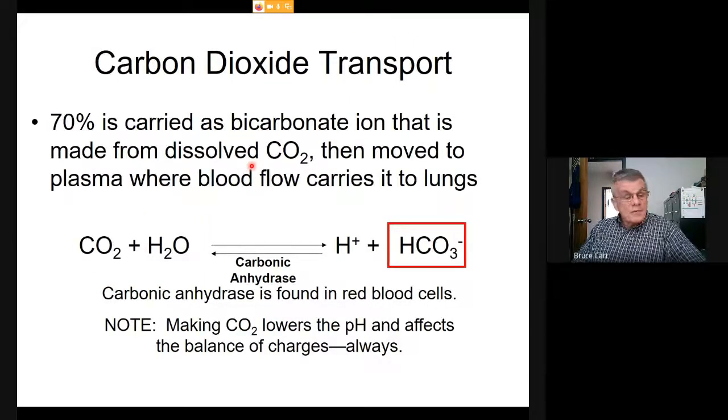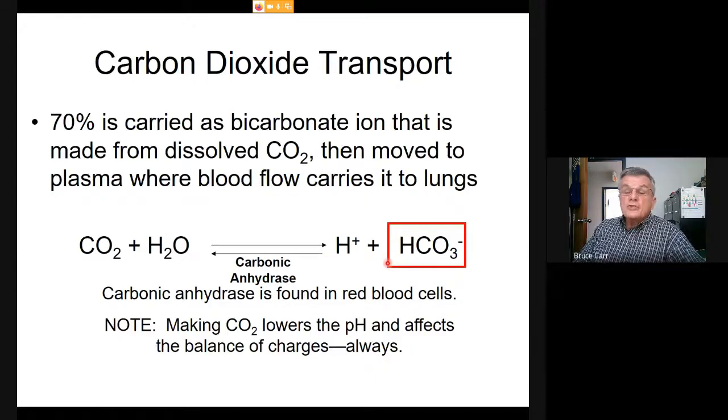When we talk about that, we want to go back to what are we really doing? CO2 plus water in the presence of carbonic anhydrase will form carbonic acid. That's missing from the middle of this. And carbonic acid breaks down to hydrogen ion and bicarbonate. So 70% is going to be involved in this bicarbonate carbonic acid system.